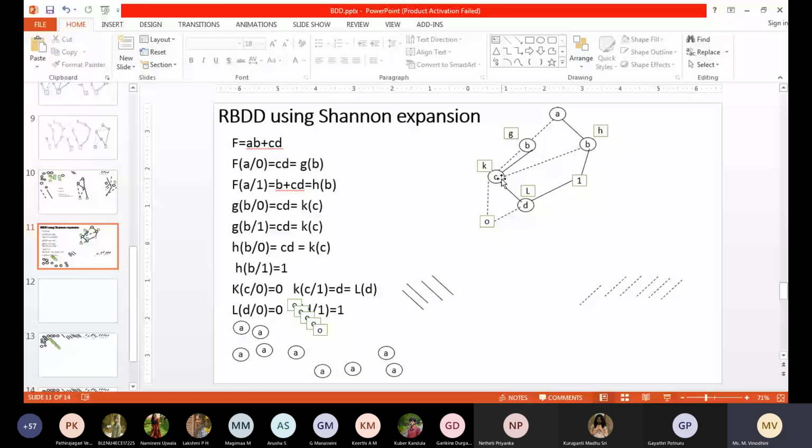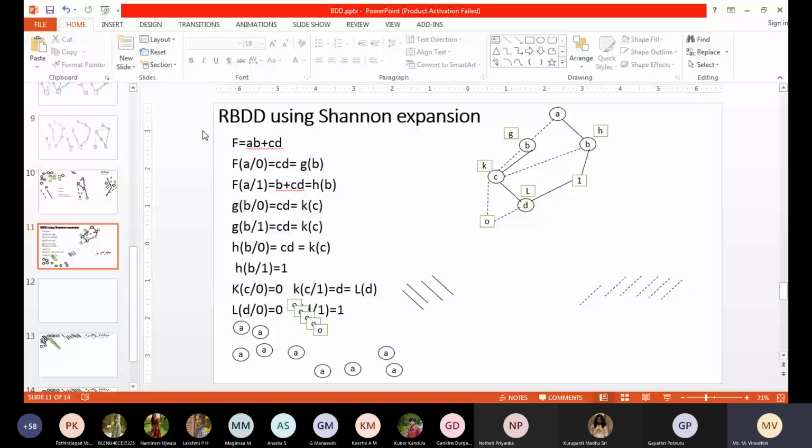K of C, when it is 0, it is going to 0. When it is 1, it is going to D. Then L of D, when it is 0, is going to 0. And when it is 1, it is going to 1. So as per this, I have drawn this graph.